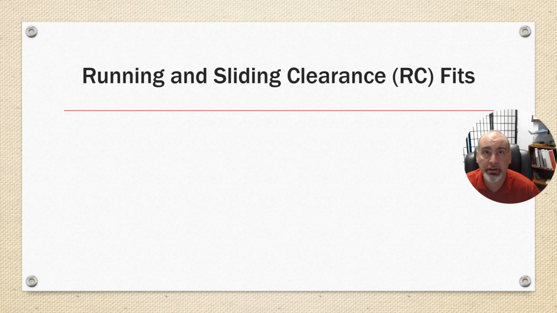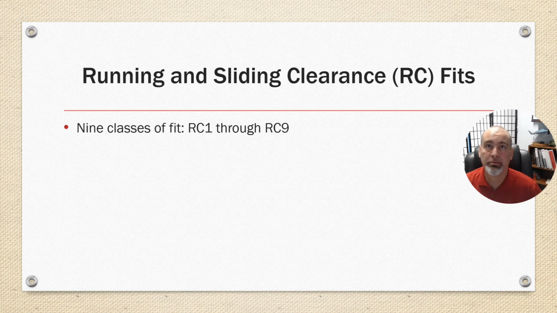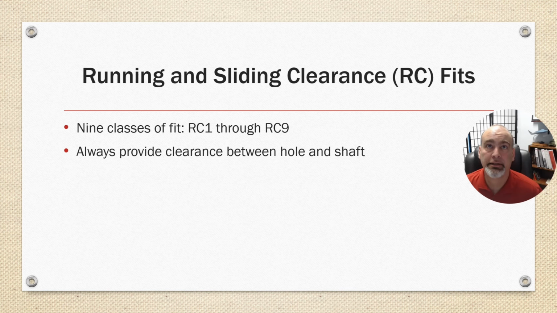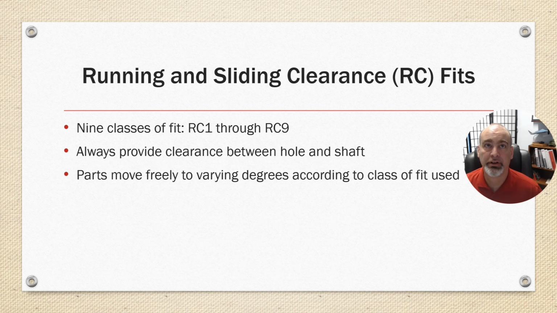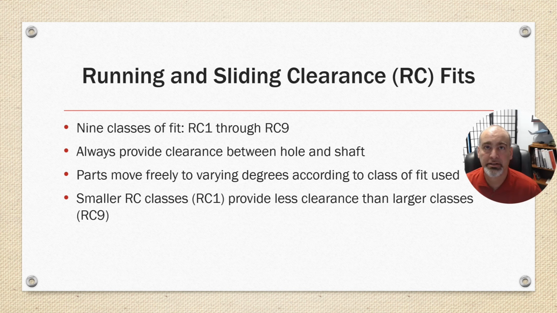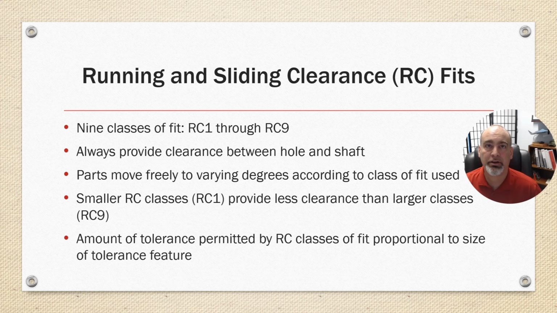The first type of fit is called the running and sliding clearance fits. There are 9 classes of fit, labeled RC1 through 9. They always provide clearance between a hole and a shaft. Parts move freely to varying degrees according to the class of fit used. The smaller RC class, RC1, provides less clearance than the larger class, RC9. The amount of clearance permitted by RC classes of fit is proportional to the size of the feature. So if it's a bigger diameter, you're going to apply different tolerances than on a smaller diameter, and the chart tells you the ranges.